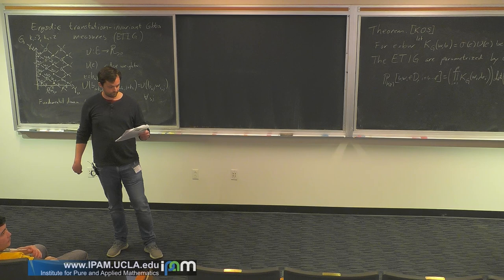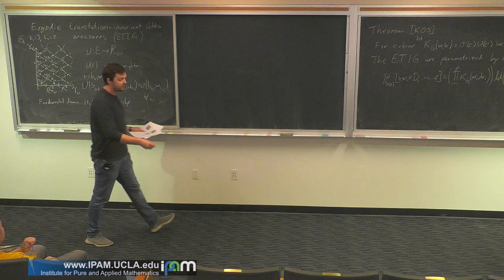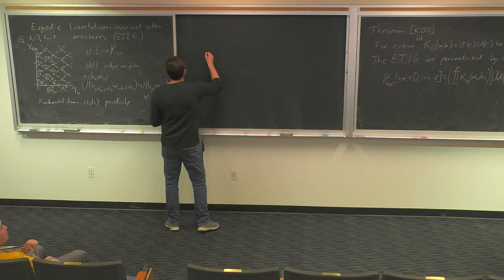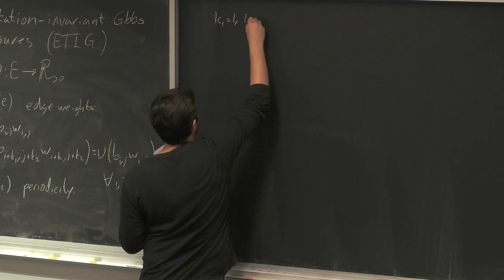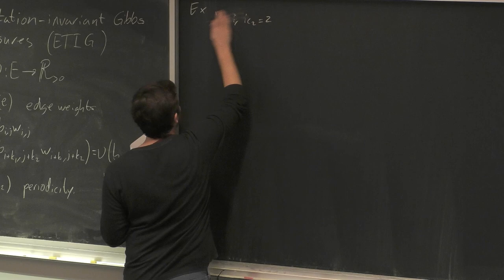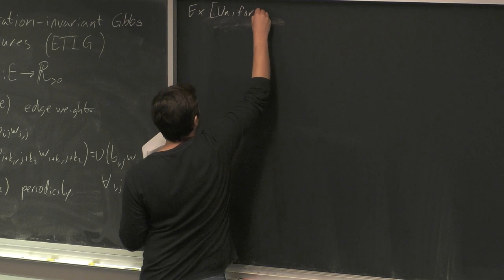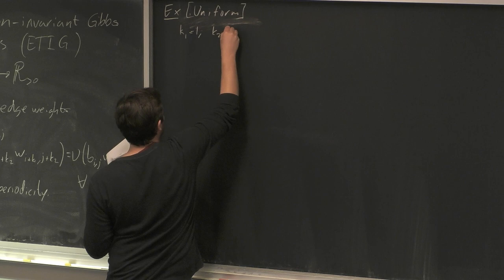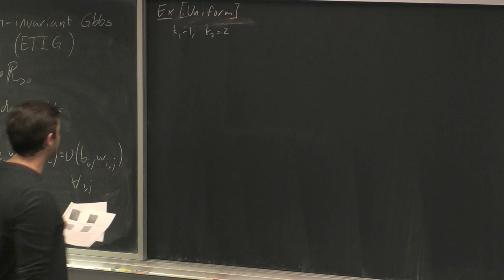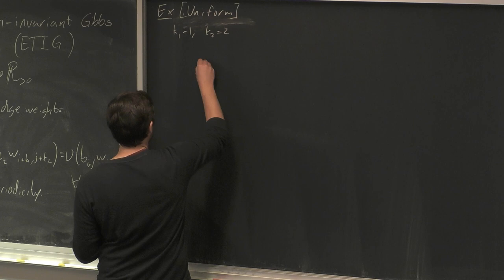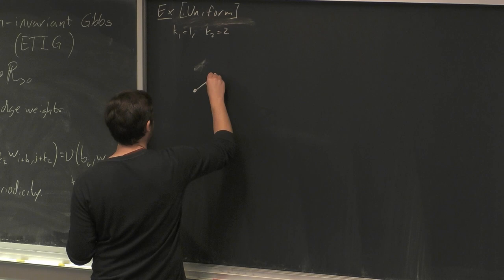Okay, so let us take an example just to make it a little bit more concrete. Let's take the easiest possible example, the uniform case. So k1 is equal to 1 and k2 is equal to 2. So we consider the uniform measure here. Then the fundamental domain is simply one edge like this.